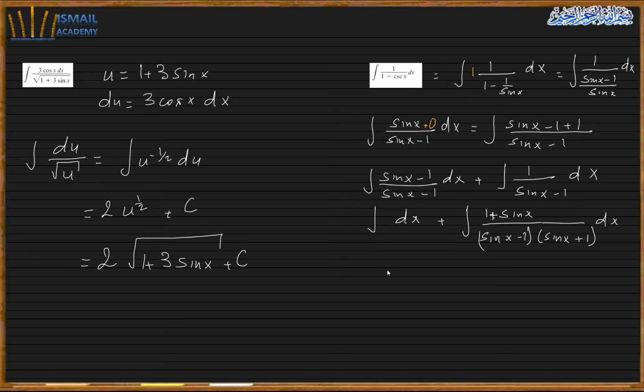So here it's just x plus the integral of (1 plus sine x) over (sine square x minus 1) dx, which is the same thing as x plus the integral of (1 plus sine x) over (minus cosine square x) dx. It's not cosine square, it's minus, because sine square x is 1 minus cosine square x.